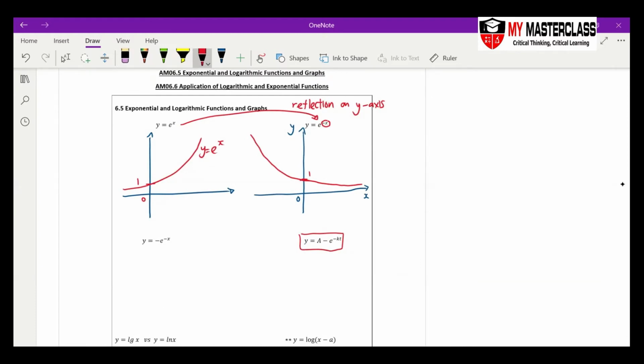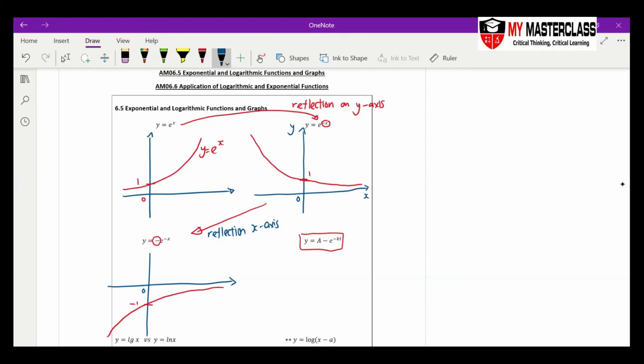Now, next one, from this graph to this graph, what's the difference? This is e to the power negative x, then it becomes negative. Can you see the negative is in front of it? When you see a negative in front of the graph, it means this is a reflection on the x-axis. Why? All the graph from the positive will become the negative. So it looks like this. Here, -1. Understand the difference?